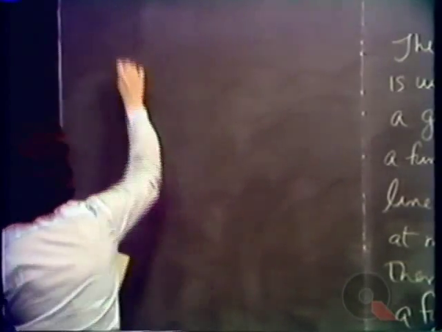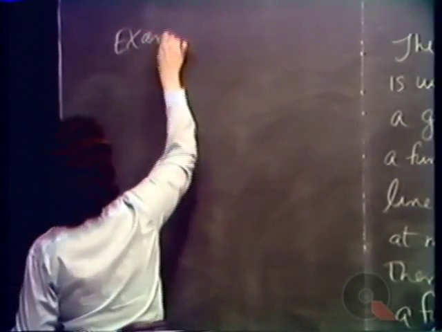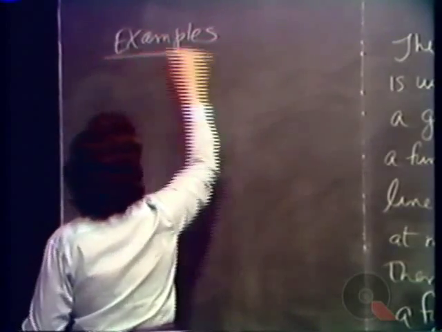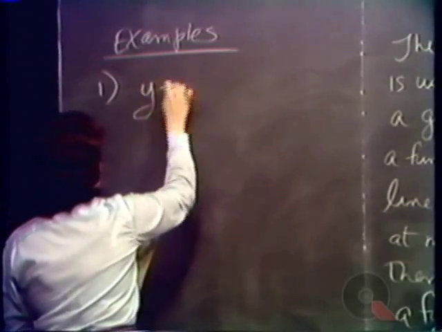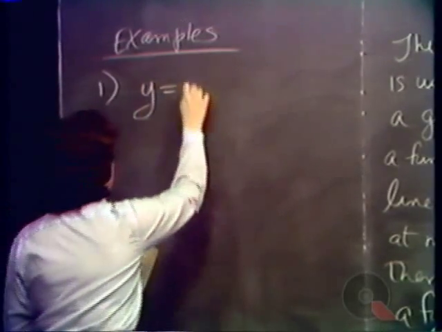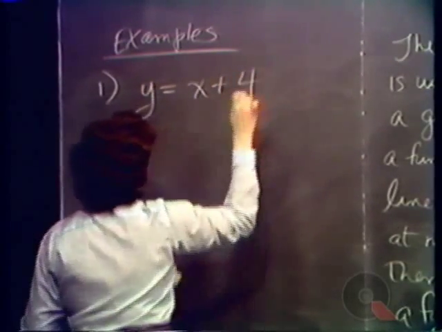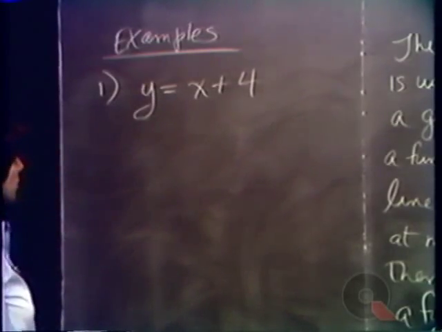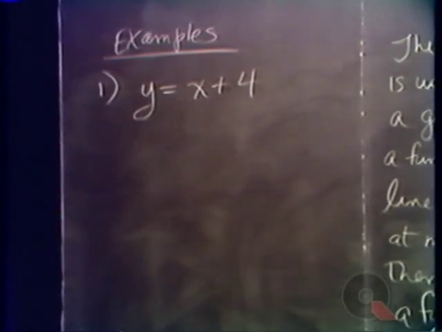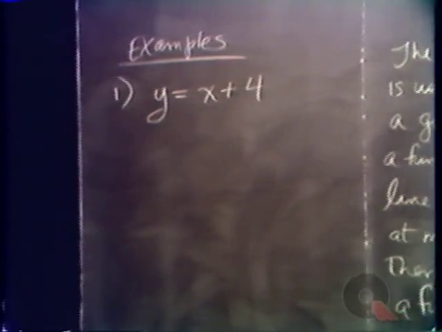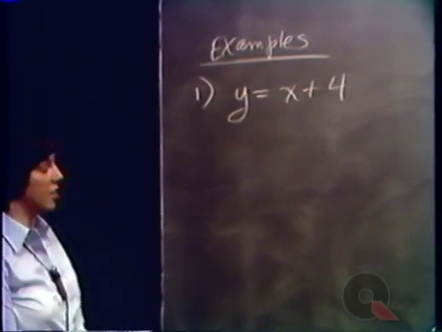Okay, for our first example, how about the relation generated by this equation, y equals x plus 4? Whenever possible, we're going to try to sketch the graph of the relation and then apply the vertical line test.